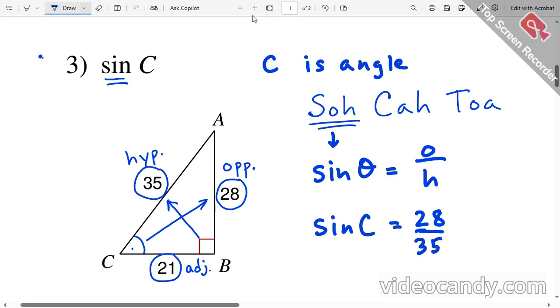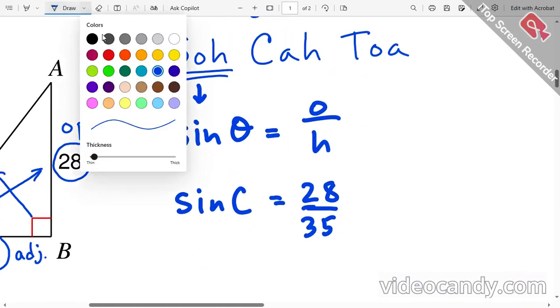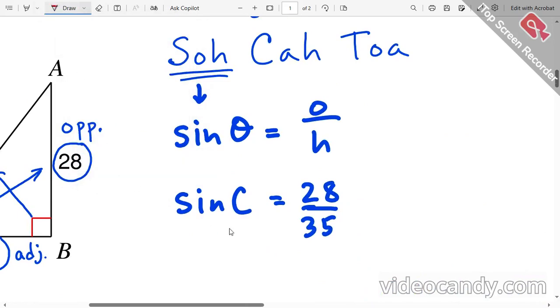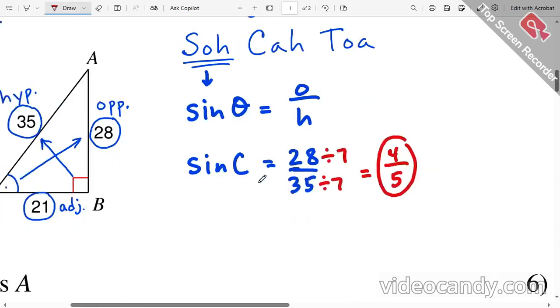Now, the way to reduce a fraction is to divide the top and bottom by the same number. You want to basically try to pick the greatest common factor. 28 and 35 are both divisible by 7. You want to divide by the same number on the top and bottom. 28 divided by 7 is 4. 35 divided by 7 is 5. And 4/5 is your final answer.